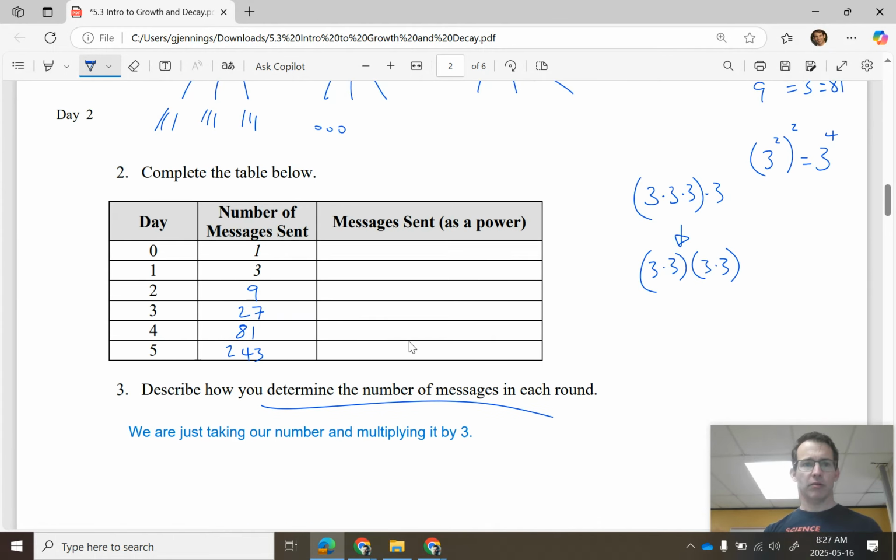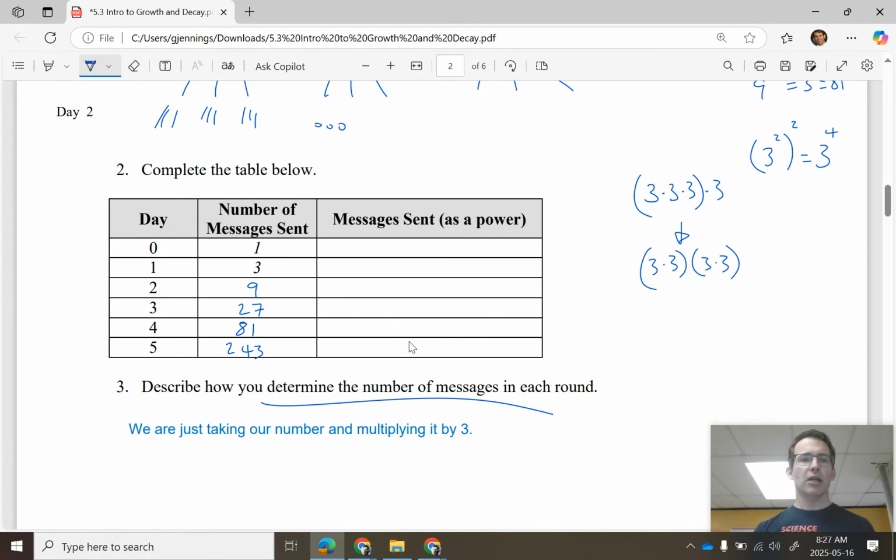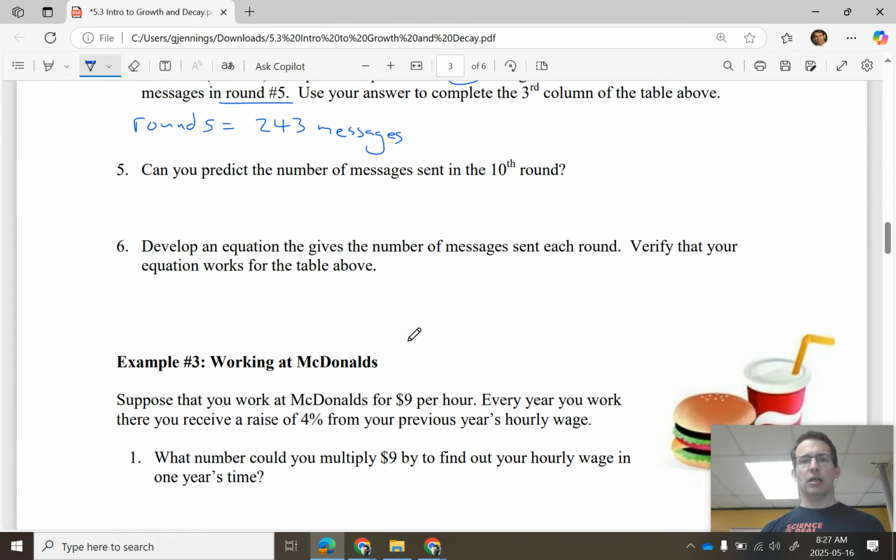Wait, was that round 5? Yeah, day 0, right. So they're numbering them here. Interestingly, we start at day 0. One invite goes out. We could have started at day 1, but then we have to adjust the exponent. This is more elegant, simpler. Yeah. How do we get to round 5?